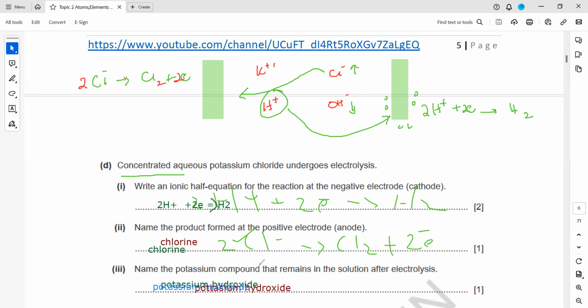Then name the compound, because as you can see, the hydrogen is being removed or discharged. It's not 100% of the hydrogen, but most of the hydrogen is discharged and most of the chlorine is removed. So what we are left with is potassium plus 1 and hydroxide minus 1. So potassium hydroxide solution will be there as the remaining electrolyte.